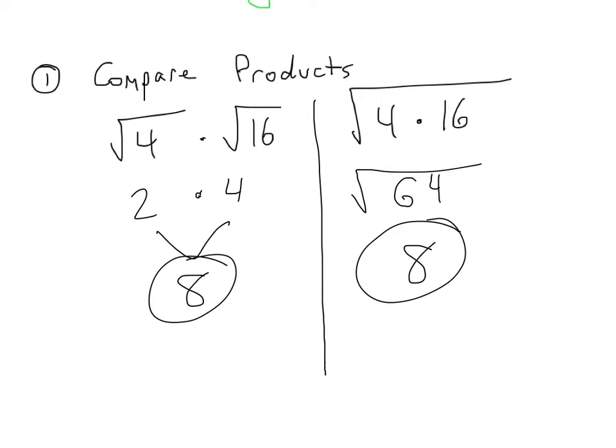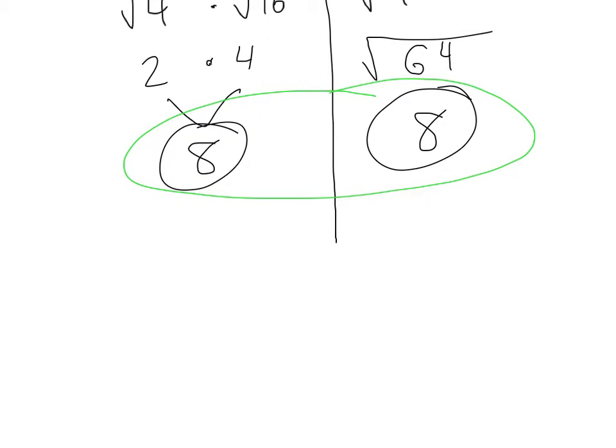But look, same answer, right? So that brings us to what is called the product property of square roots. And what does that product property of square roots actually say? Well, algebraically, that should be not root a, it should be roots.